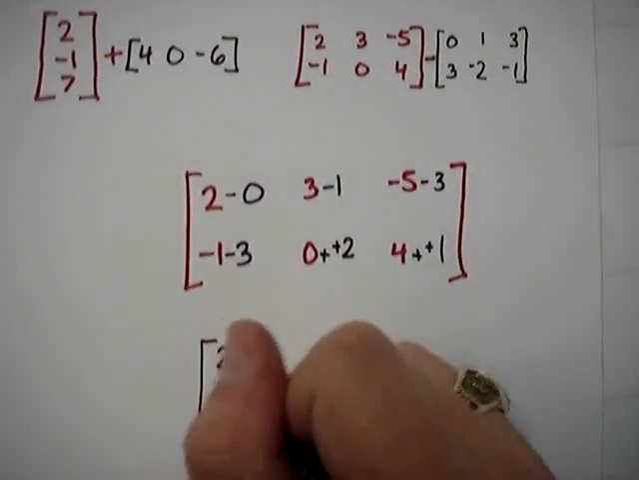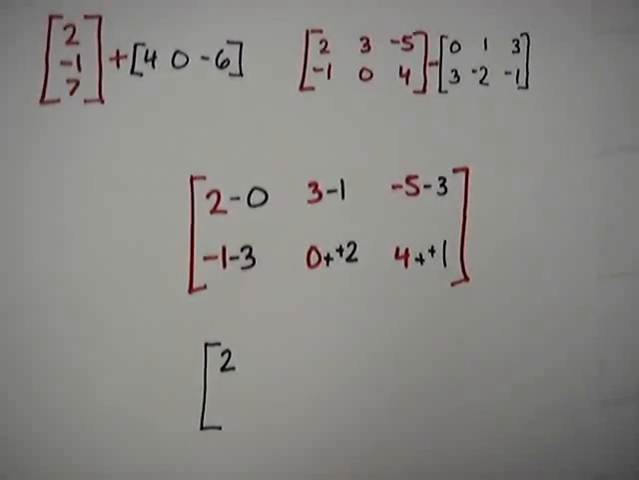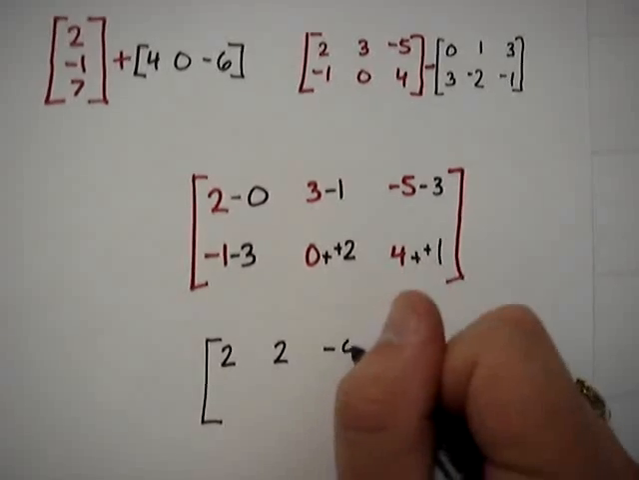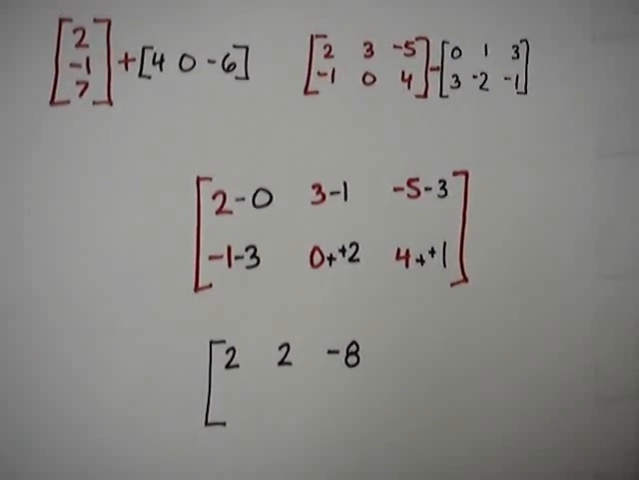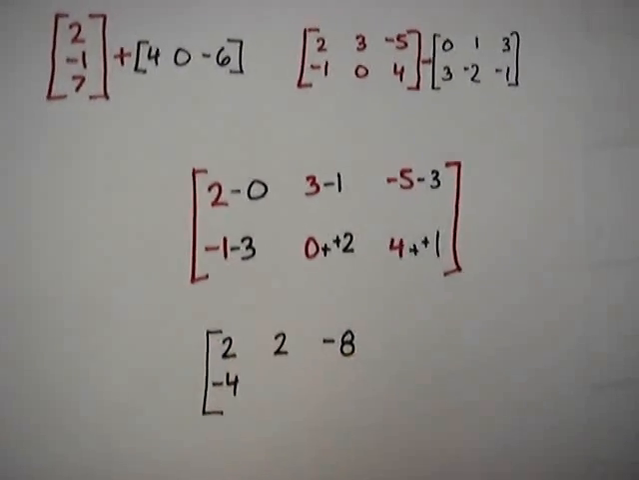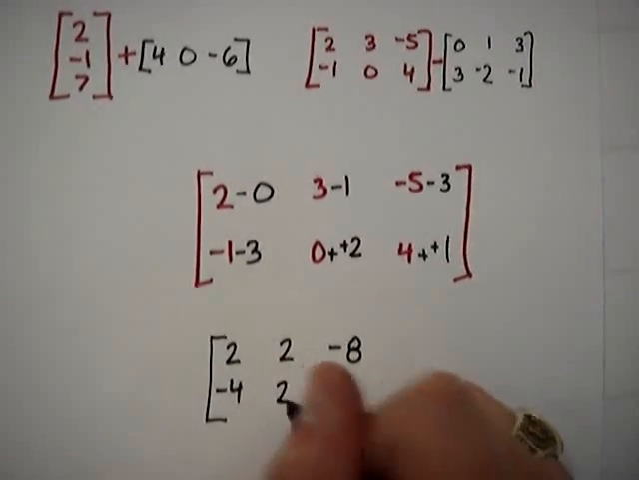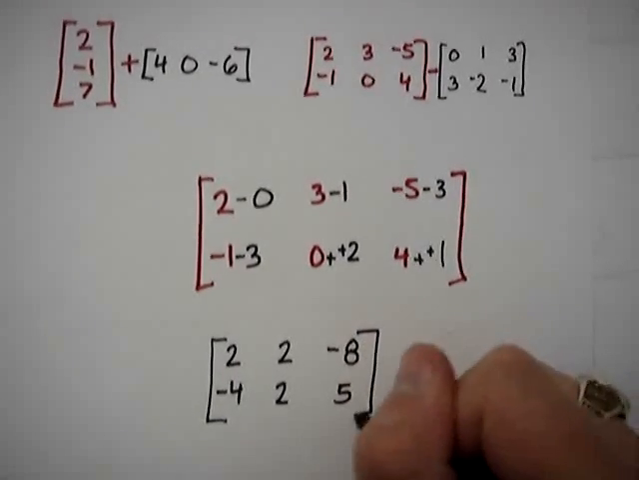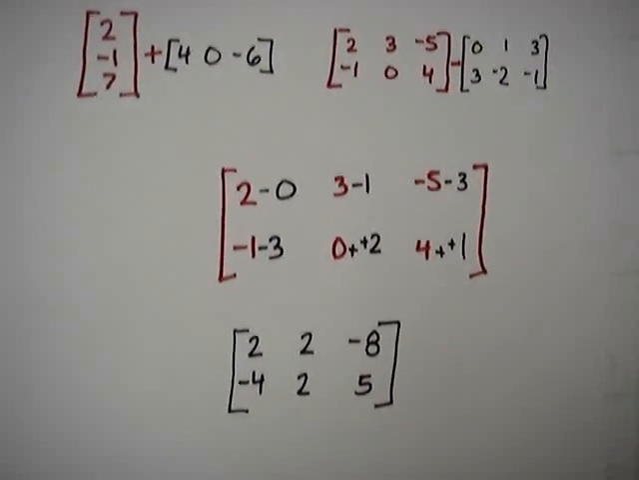2 minus 0 is 2. 3 minus 1 is 2. Negative 5 minus 3 is negative 8. Negative 1 minus 3 is negative 4. 0 plus 2 is 2. And 4 plus 1 is 5. This is the answer to our matrix.